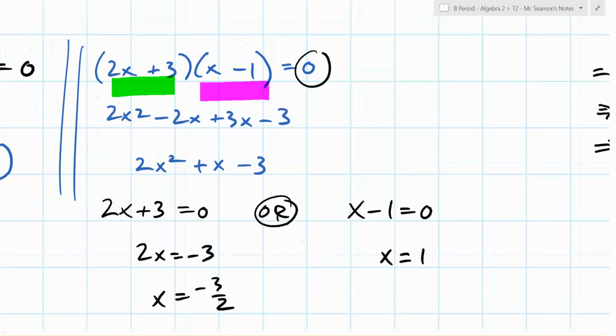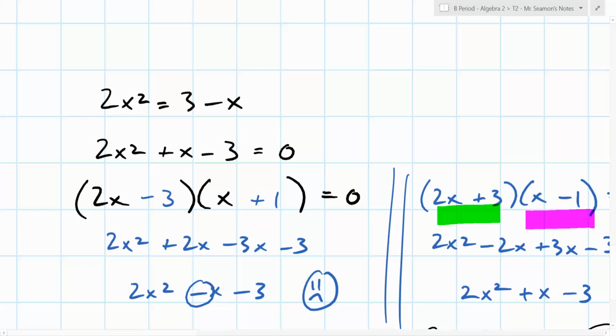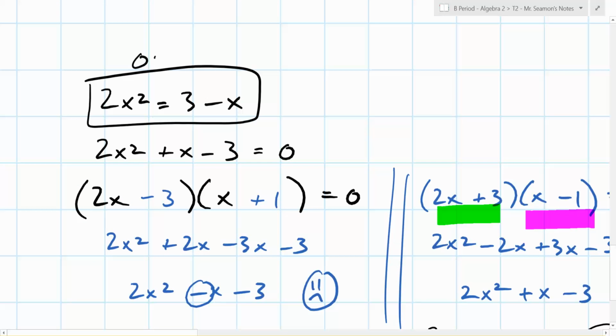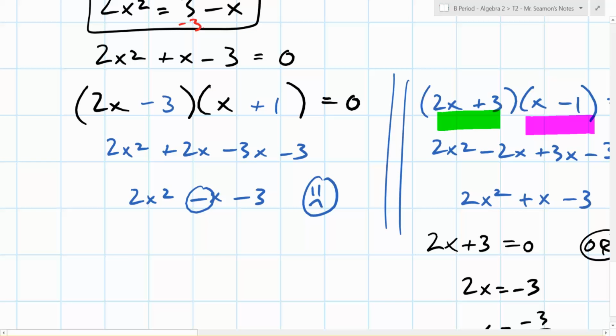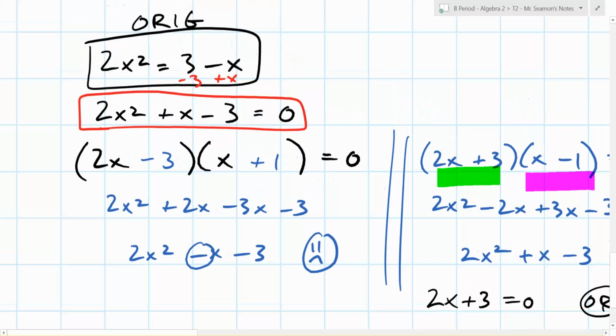Because we forced it to. This one was set up like this. This is the original problem right here. You see this? Does it equal 0? No, so we rearranged it. How did we rearrange it? We subtracted 3 and we added x. And what did we end up with? The thing in the red. These two things are the same equation. They have the same solutions.